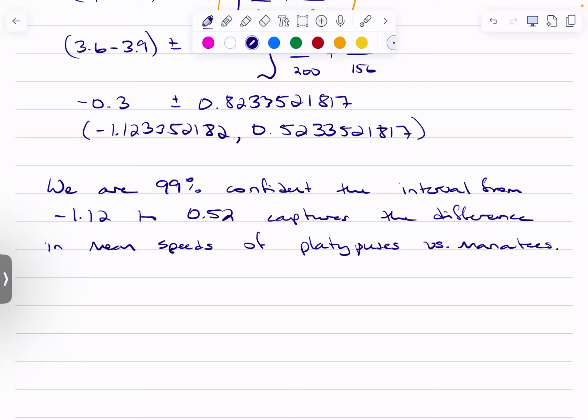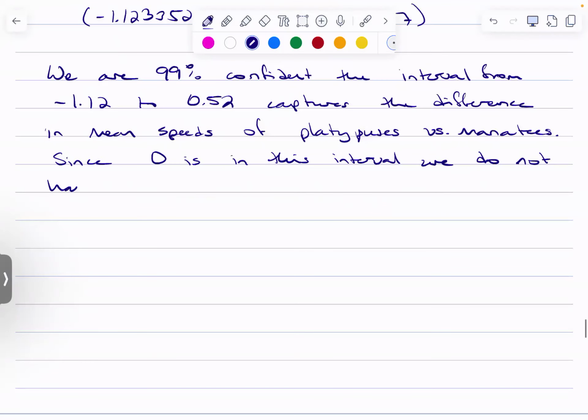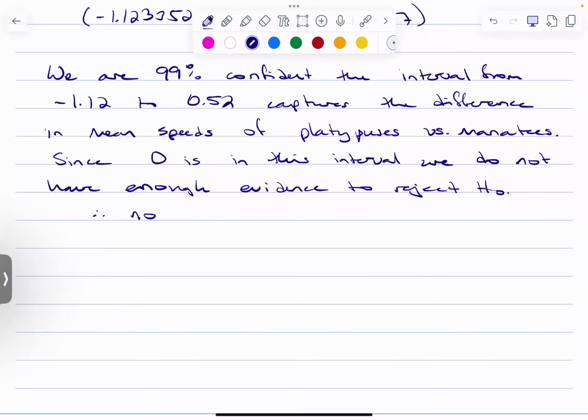Now, since 0 is in this interval, we do not have enough evidence to reject H0, right? That the mean difference is 0. Therefore, no significant difference in speeds.